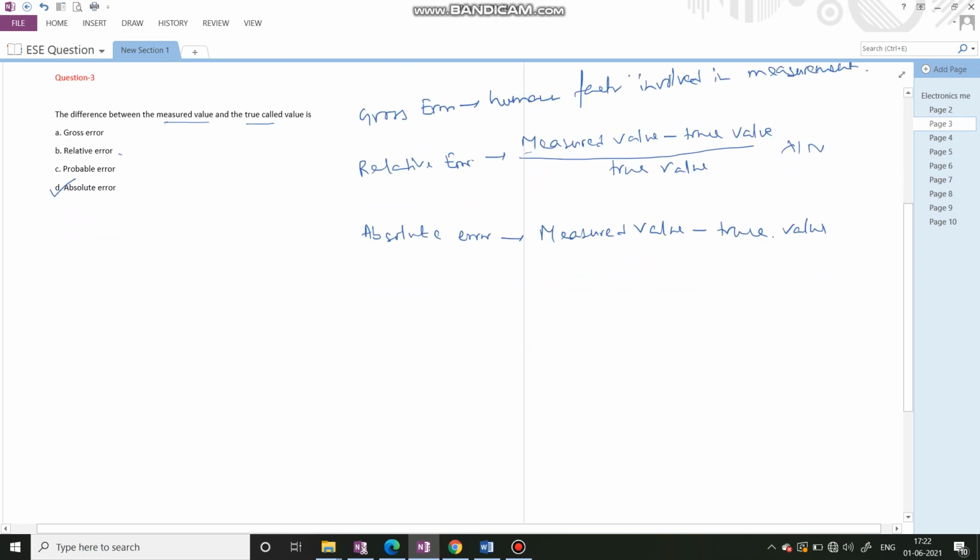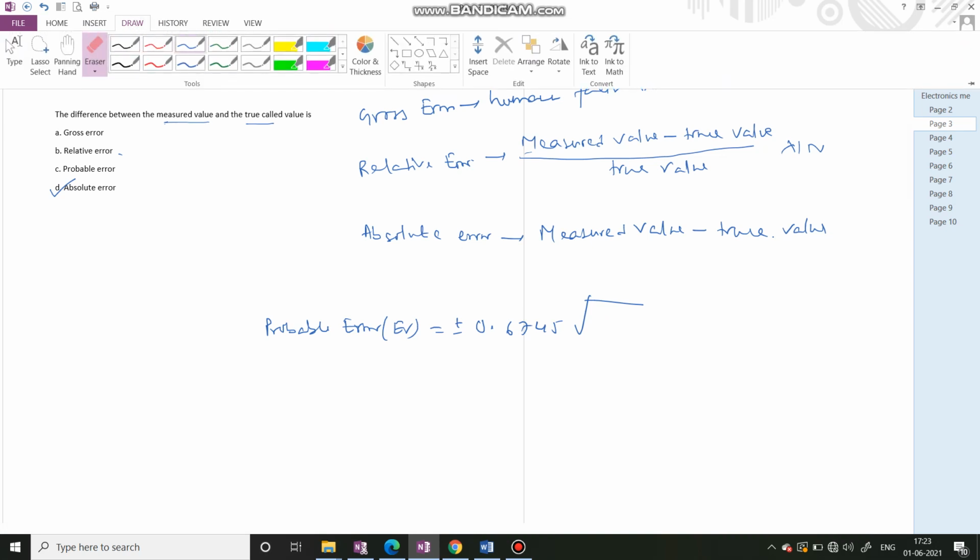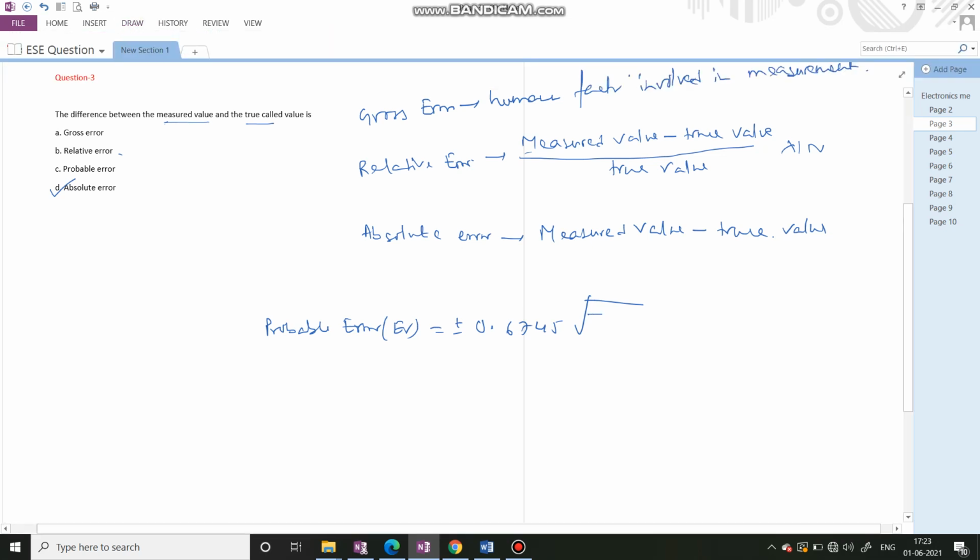Now, what is the probable error? At first we write the equation of probable error. Probable error, ER, equals plus minus 0.6745 times root over summation V square by n minus 1.